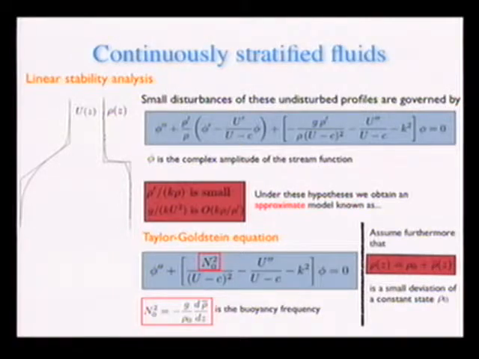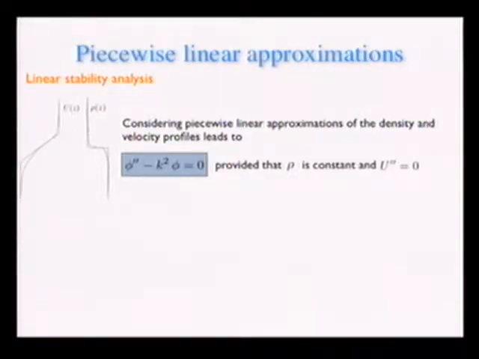And most of the results that we find in the literature, when they say Taylor-Goldstein equation, they are actually using this one, okay? Okay, so let's simplify the problem even further and say the following. So we have these undisturbed profiles for the background velocity and density stratification, and we are approximating them by piecewise linear functions.